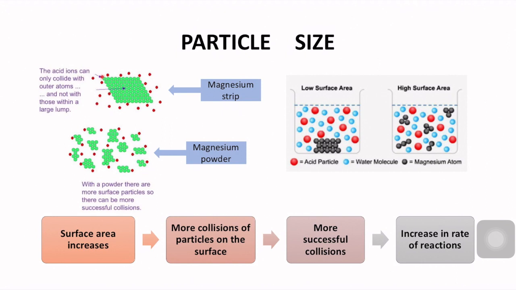If the question is again asking you to explain, then you should be able to say that the surface area increases, more collisions of particles on the surface, more successful collisions, increase in rate of reactions. So if you're seeing this explanation bit of all the factors affecting the rate of reaction, they are actually the same towards the end. You are talking about the frequency of collision, and you are also talking about the successful collision.